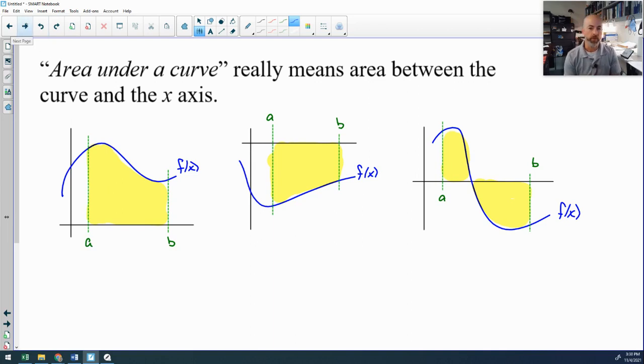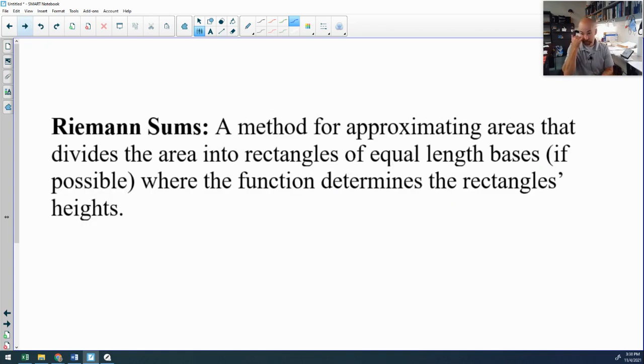And we are going to use a method called Riemann sums, which is really glorified geometry, where you are going to divide the area we are interested in into rectangles of equal length bases, if you can. Sometimes the way the problem is presented does not allow rectangles with equal length bases, but you will have rectangles with bases, and the height of the rectangle is going to be determined by the function. And so let's look at some illustrations of how that would work.